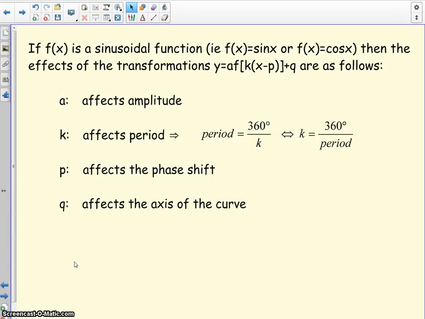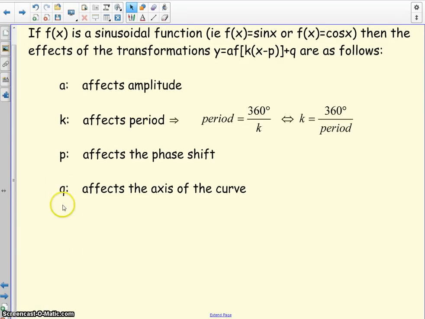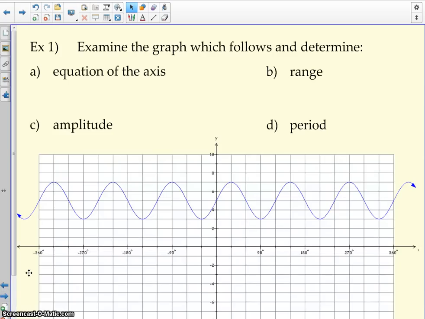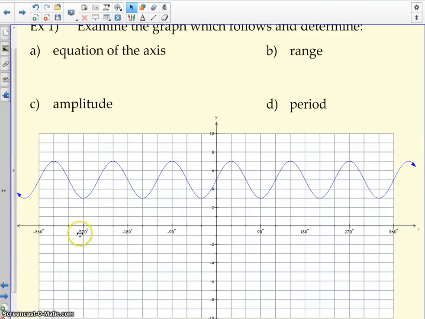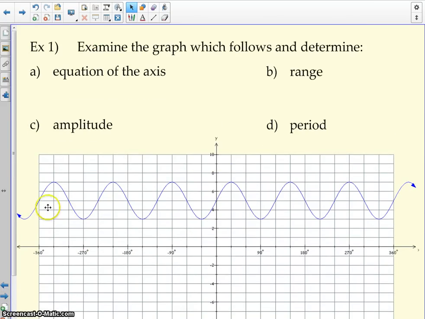Okay. Now every transformation I've shown you so far has been a transformation of sine x. It works identically for cosine x as well. So whatever the effect on sine x, it also affects cosine x. Again, we don't necessarily know how exactly A affects the amplitude or how Q affects the axis, but we'll see that coming up. Okay, so now what I'd like you to do is take a look at this graph here, and I want you to find all this information: the equation of the axis, the range, the amplitude, and the period.